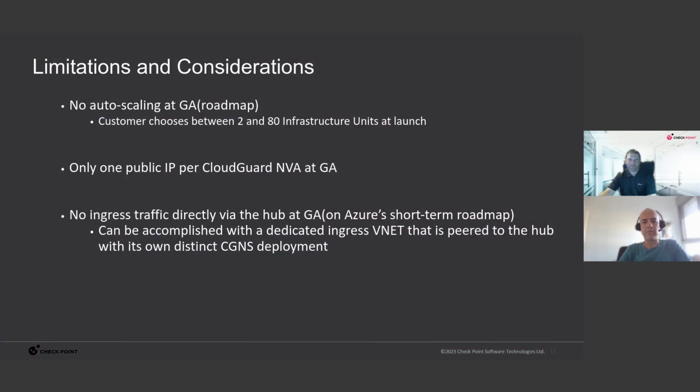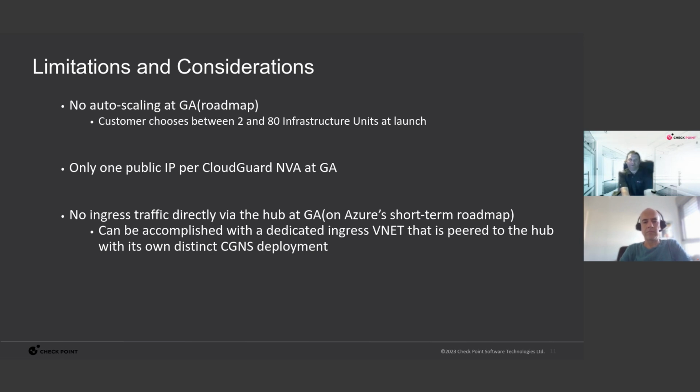So limitations and considerations. These are going to be similar to the ones you've seen in previous Under the Hoods if you've joined us in the past. At the moment, there's no auto scaling at GA. That is under consideration by Azure at some point. We'll for sure see that. Only one public IP per NVA at launch, and no ingress traffic directly. So you saw today, pretty much we have been focusing on east-west and egress traffic. There is no ingress traffic that's available for customers directly through the hub.